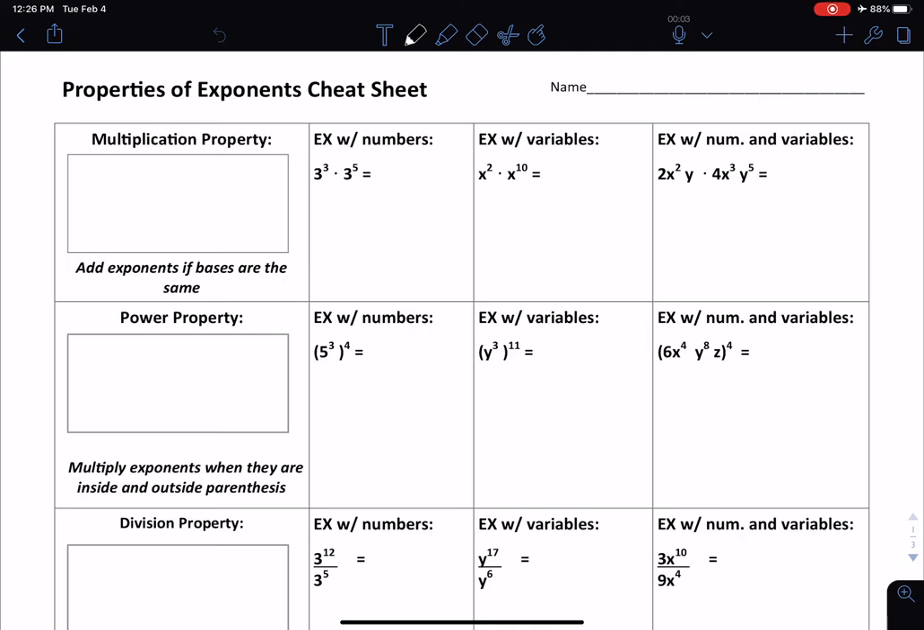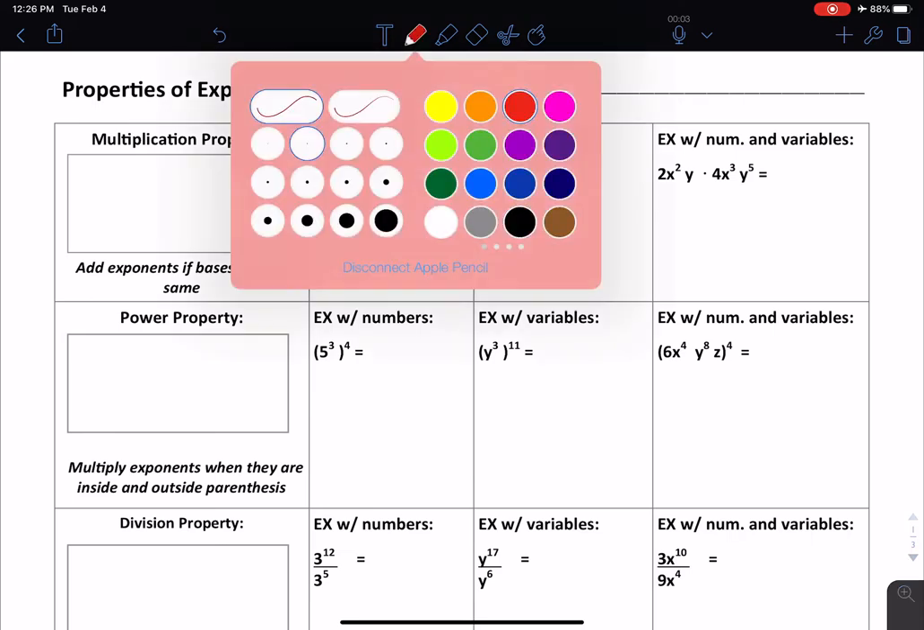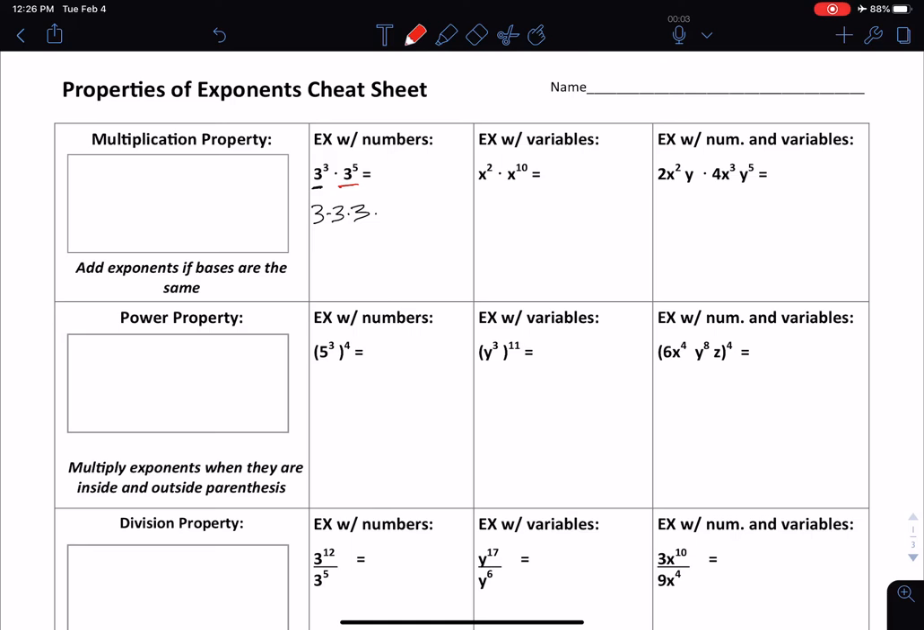And the way we're going to handle this is we're going to take that first 3 cubed and expand it. The exponent tells me how many of the base I have. So the exponent 3 tells me I have 3 3s. So I have 3 times 3 times 3 times, then the second one, the exponent tells me I have 5 of the base 3. So I have 5 more 3s. 3 times 3 times 3 times 3 times 3.